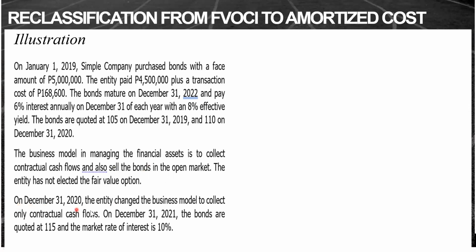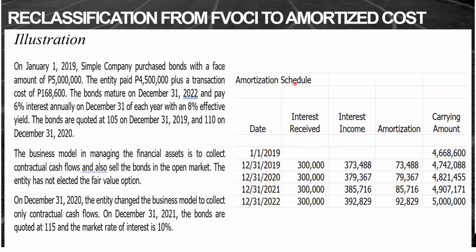So on December 31, 2020, the entity changed the business model to collect only contractual cash flows. Therefore, it changes to collect only contractual cash flow. That means we should amortize and account for it under amortized cost. On December 31, 2021, the bonds are quoted at 115 and the market rate of interest is 10%. So this is our amortization schedule.